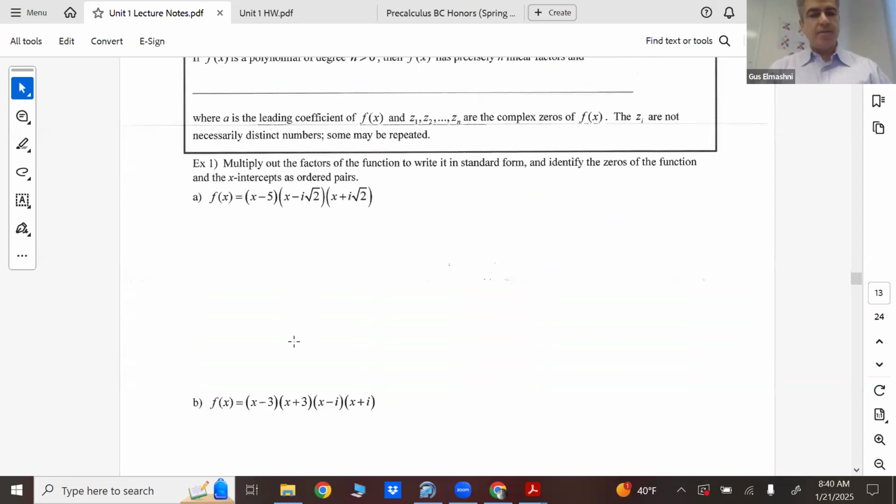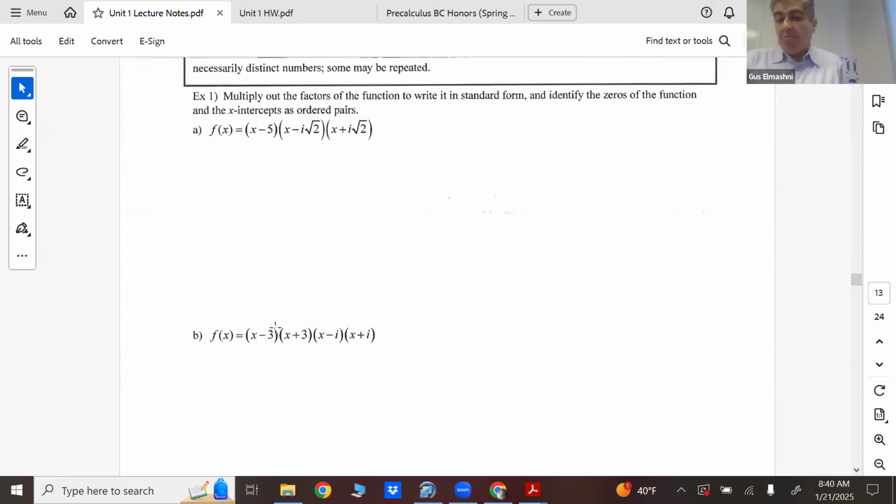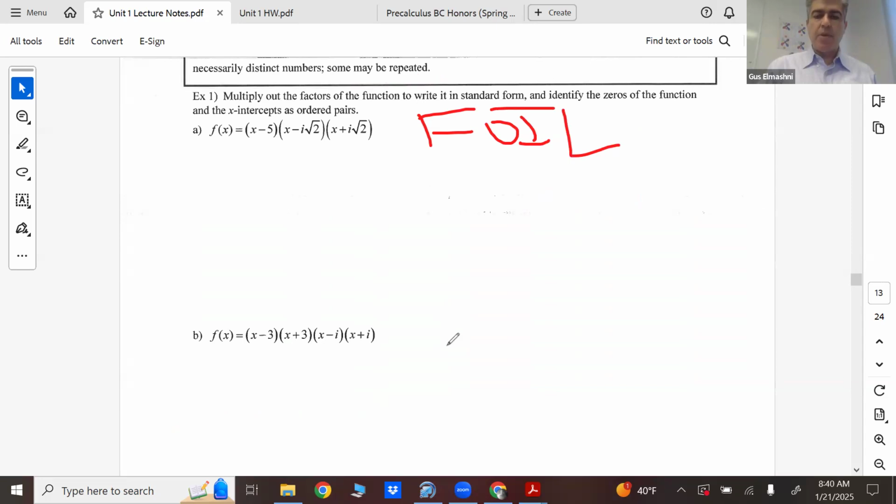Of course, this one's already factored. Okay. So it's asking to multiply it out. That's not hard. That's just FOIL. You guys know that. Likewise for part B. Let's take a look at these two. These are probably the easiest to FOIL. What would that be?